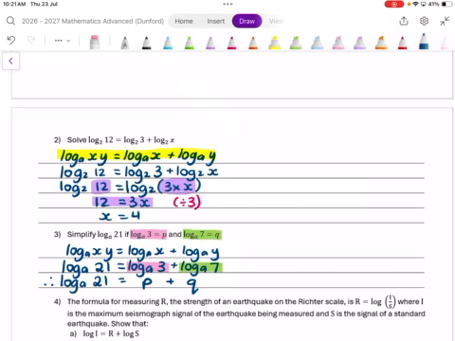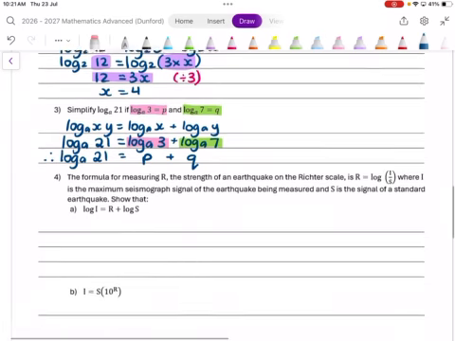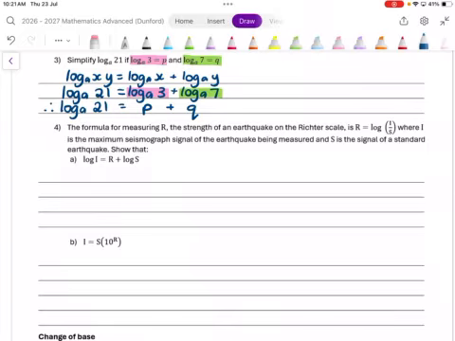Okay, now our next example is a real life example and how we can use this in real life scenarios. So we have the formula for measuring R, which is the strength of an earthquake on the Richter scale, is the formula R equals log base I over S. So when I say log I over S, I have a division in there, so I need to use my division law. This is where we're told that I is the maximum seismograph signal of the earthquake being measured and S is the signal of a standard earthquake.